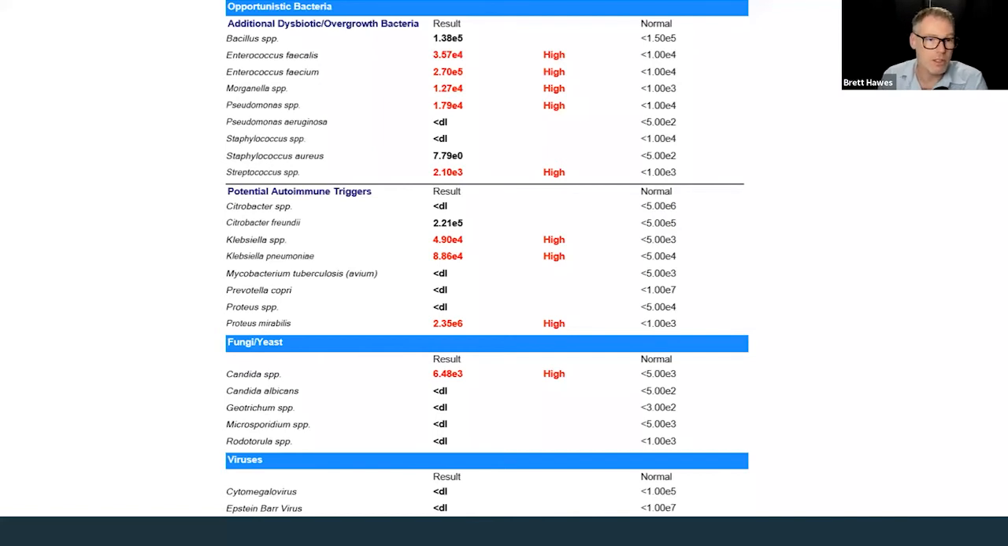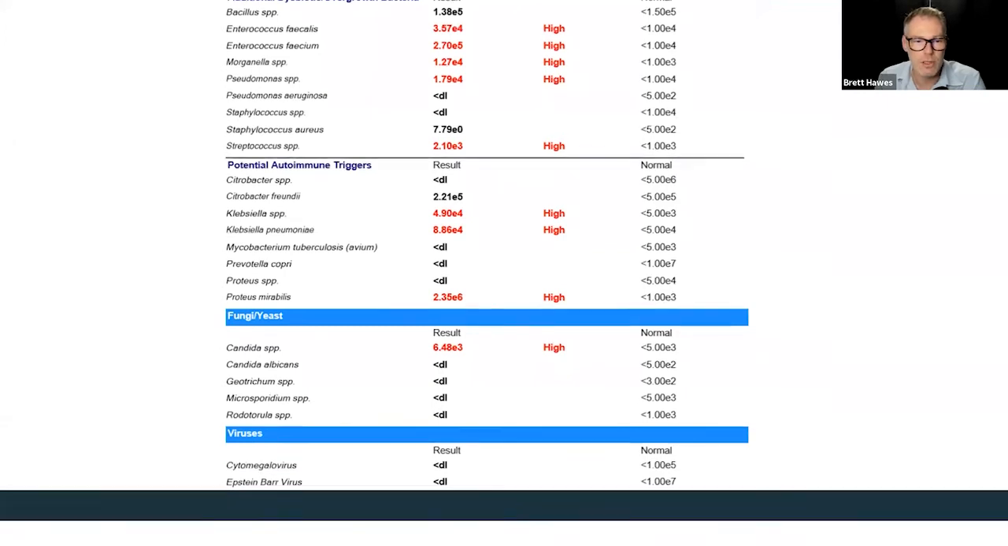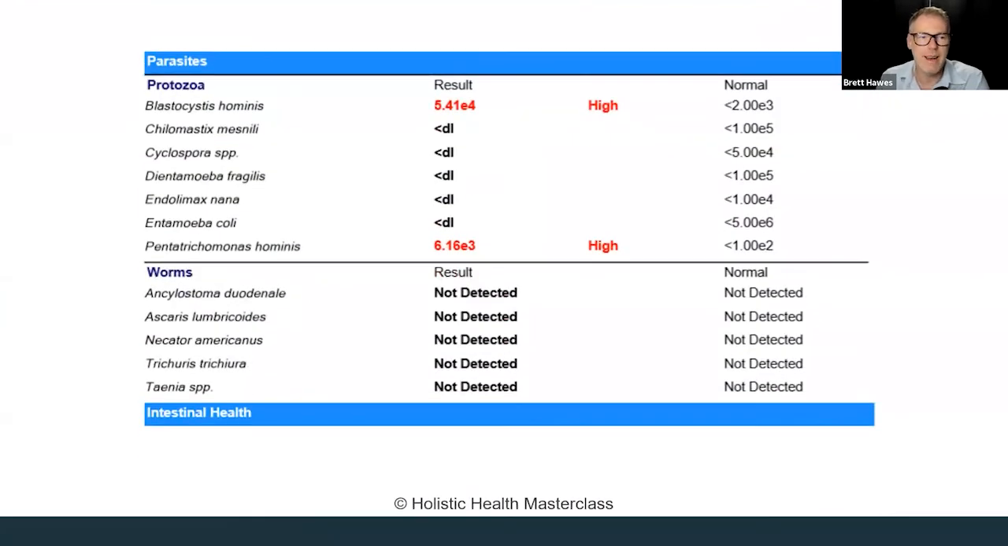Okay, you can also see on that list there potential autoimmune triggers, fungi, yeast, viruses, and so forth. You'll see Epstein-Barr at the bottom there, which is interesting, especially for autoimmune disease. And then you'll see more parasites here, worms, and so forth.